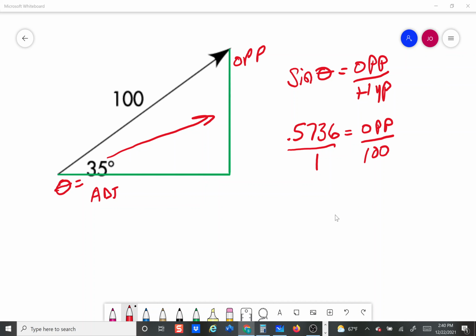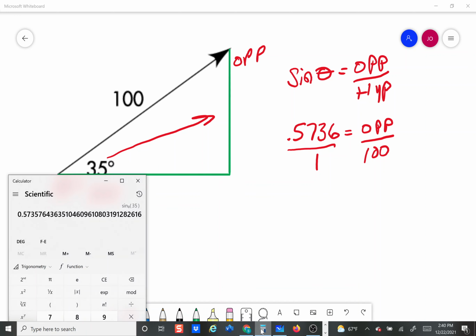So I'm going to go back to my calculator here. I'm just going to take that value, it's still in my calculator, and multiply that value by 100. And I'm going to see what just happened.